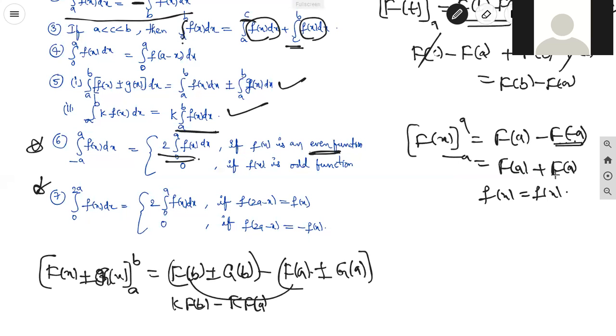Odd function means f of minus x is equal to minus f of x. If it is an odd function, then minus into minus will get cancelled after the integration. F of minus x equal to f of x is the even function. F of minus x equal to minus f of x is the odd function.